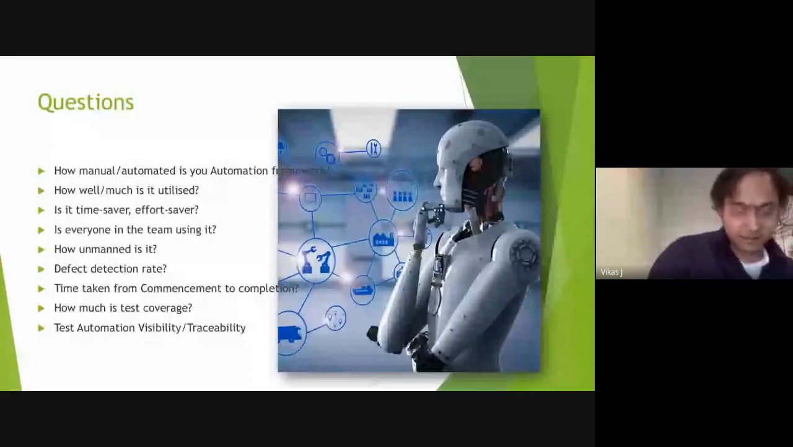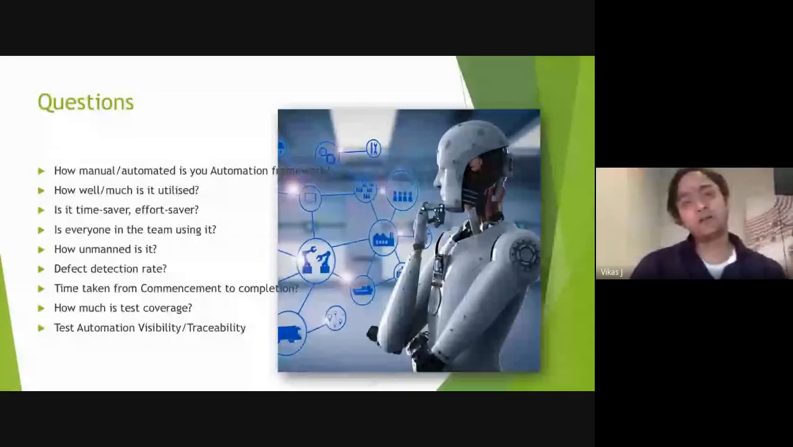And what is the defect detection rate? Like if you're running test automation every now and then, how many defects is your automation framework really detecting? And what is the time taken from commencement to completion? I'm sure there's a lot of effort estimation that goes in, but are you sticking to those estimates? And how much is the test coverage? And then how's your test automation visibility or traceability for that matter?